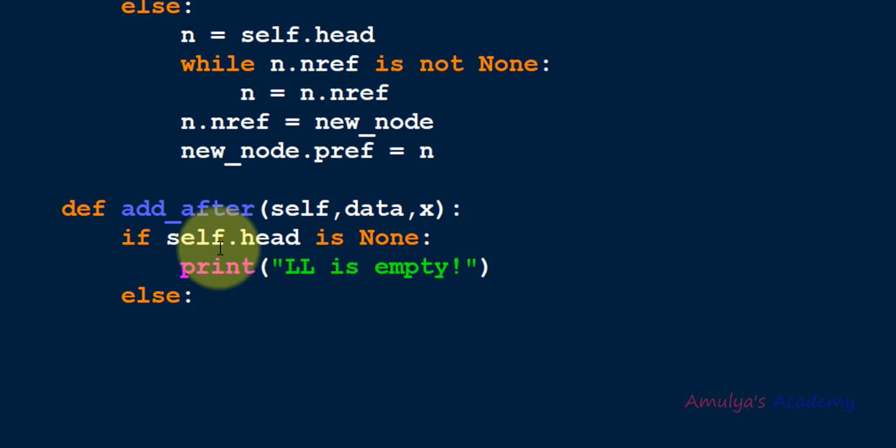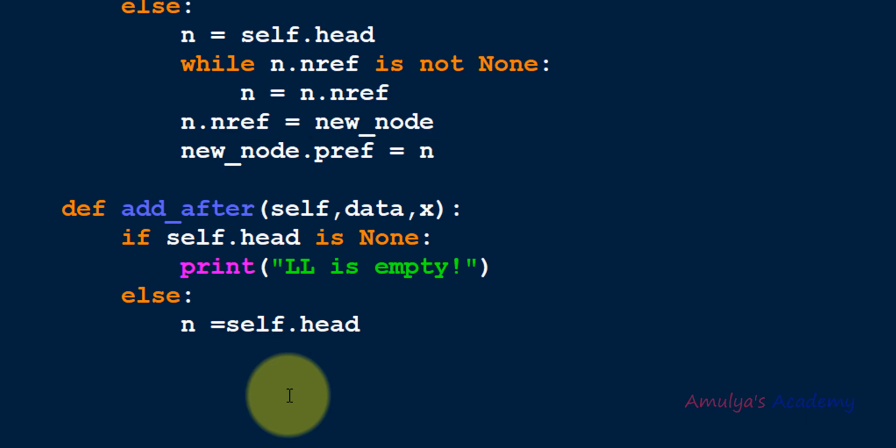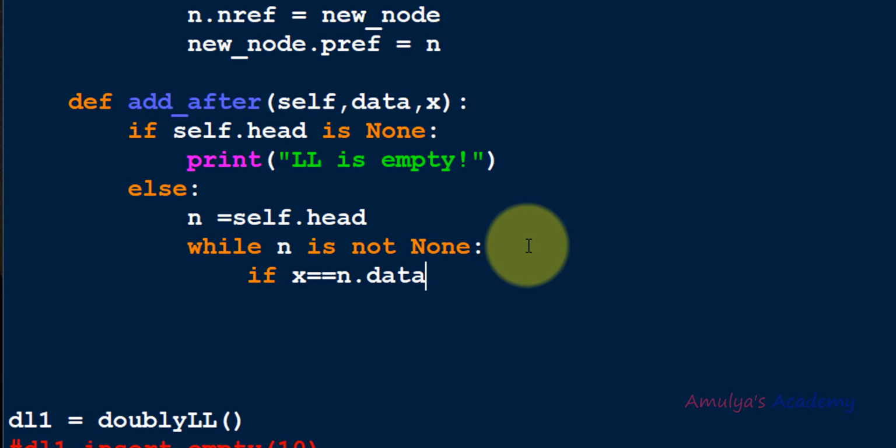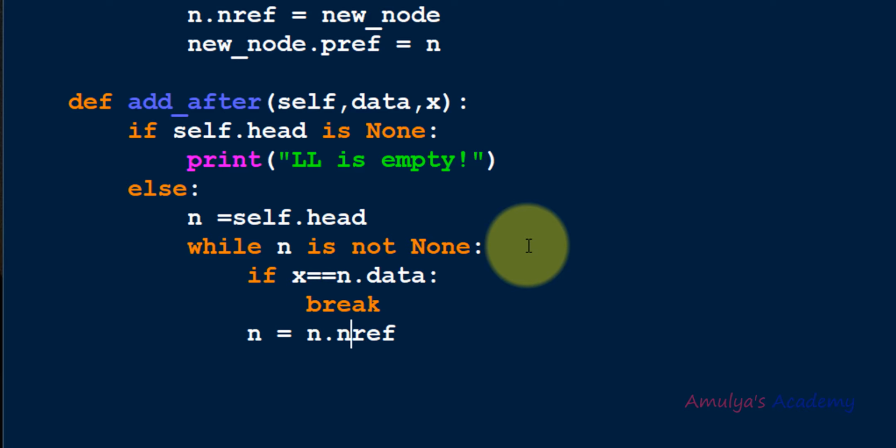So here initially take n is equal to self dot head. Next use a while loop and check while n is not none. If it is not none, you need to check if x is equal to n dot data. You need to use the comparison operator, double equals, and if it is true, execute the break statement. If it is not, then go to the next node. For that you need to take n equal to n dot n reference.